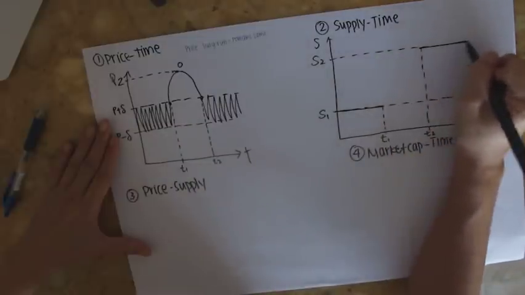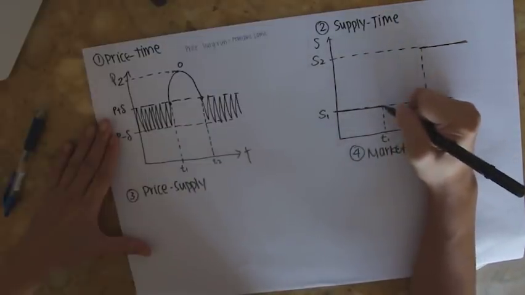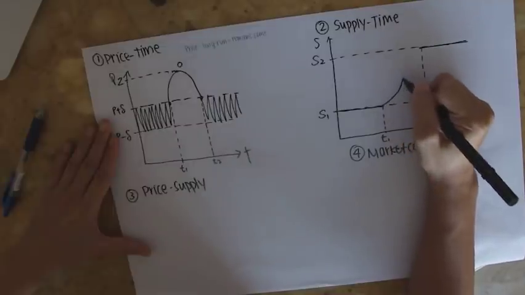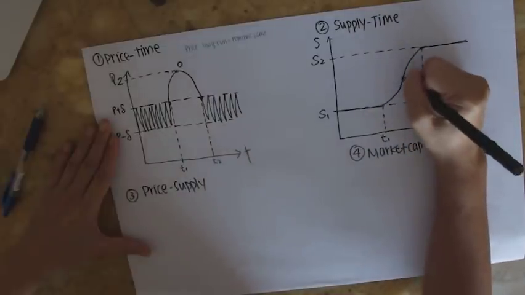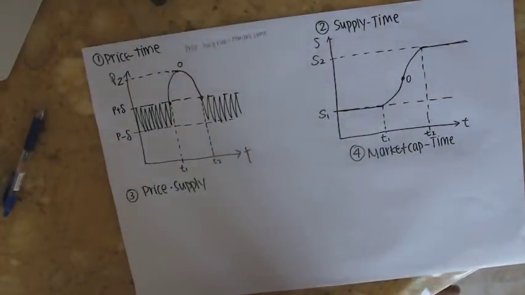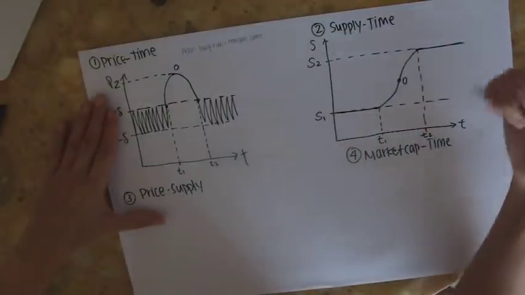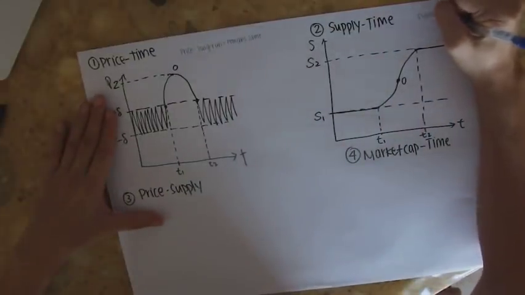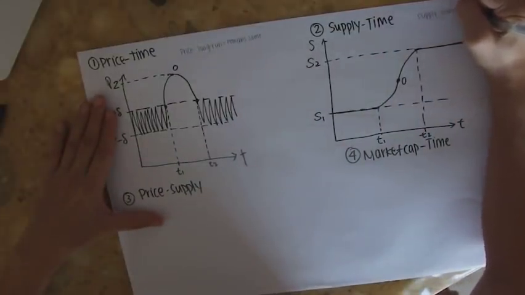So this is what the graph will look like. Between 0 and T1, your supply is stagnant at S1. Between T2 and the rest of the time, supply is stagnant at S2. So we have 2 straight lines over there. And between T1 and T2, you have this curve going up, and this curve shows the change in supply over time. So what happens in the long run?